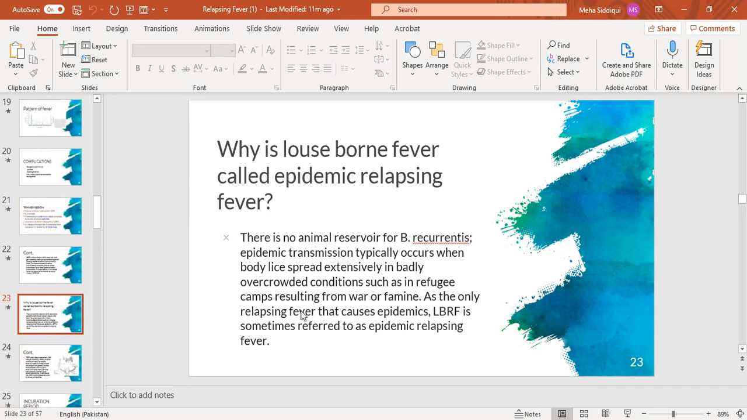Now, louse-borne relapsing fever is also called epidemic relapsing fever. The reason is that there is no animal reservoir for Borrelia recurrentis. Epidemic transmission typically occurs when body lice spread extensively in badly overcrowded conditions, such as in refugee camps resulting from war or famine. As the only relapsing fever that causes epidemics, louse-borne relapsing fever is sometimes referred to as epidemic relapsing fever.